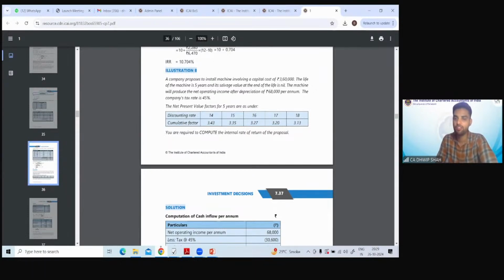That's absolutely fine. But in absence of this table given in the question, I would suggest use a gap of 5%. The gap should be 5%, in absence of any information or any hints given by the question. In that case, you can take a gap of 5%.